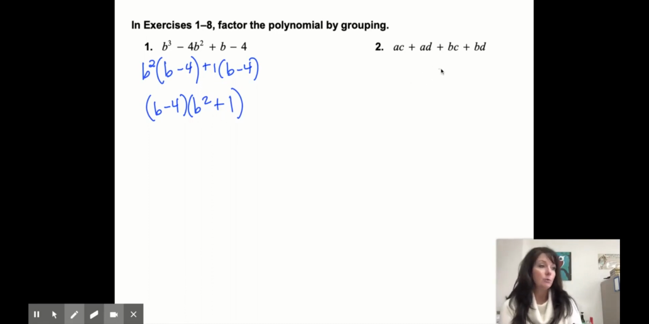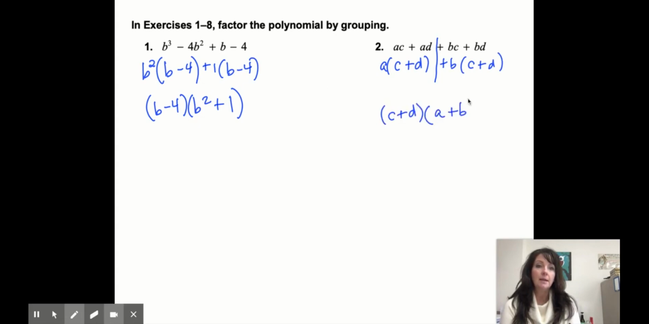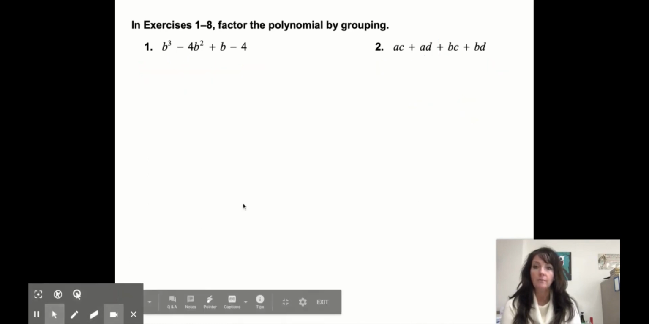Moving on to number 2. We have some A's, we have some B's. That should work. So it's just like doing this. We're going to factor out the A. We're left with C plus D. We'll factor out a B, C plus D. So our 2 binomial factors, C plus D and A plus B. Hopefully that was pretty straightforward from what you remember that we've been working on so far.